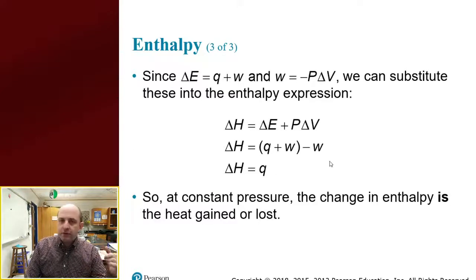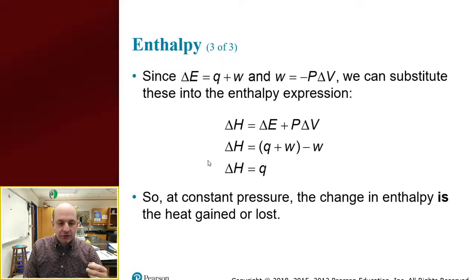All right? Well, now we're going to do another math substitution. We said earlier that the change in energy was the heat plus the work, Q plus W. And we also know that work is negative P times delta V. We just got that at the end of our last lesson. If we plug both of those in, this delta E becomes Q plus W. This plus P times delta V becomes negative W, because of that negative sign there. Well, that just means that delta H is equal to Q. Our enthalpy at constant pressure is equal to the heat flow, and that's great.